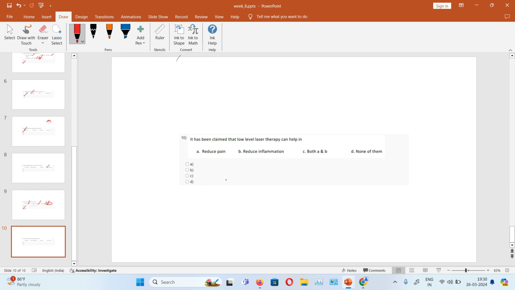It has been claimed that low-level laser therapy can help reduce pain. As discussed in the class, we cannot consider these completely scientifically proven or standardized methods. But it is claimed that low-level laser therapy can be used to reduce pain and reduce inflammation, so here the answer will be both A and B.